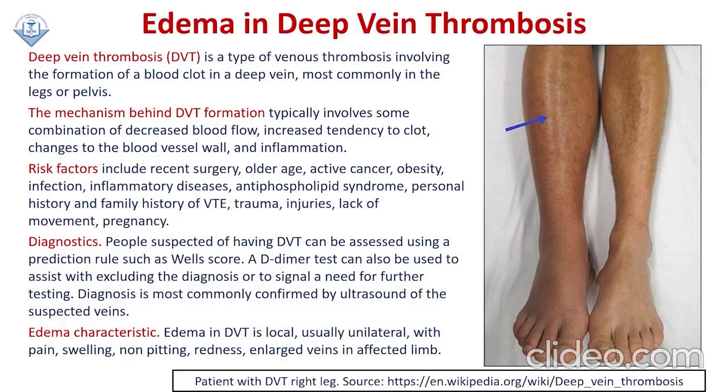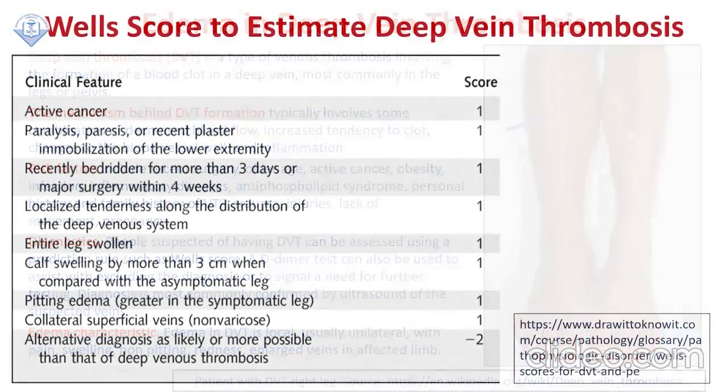Characteristic of edema in this case: it is local, unilateral, on one side in the limb, with pain and swelling. It is non-pitting edema. The extremity is red, and enlarged veins are present in the affected limb.